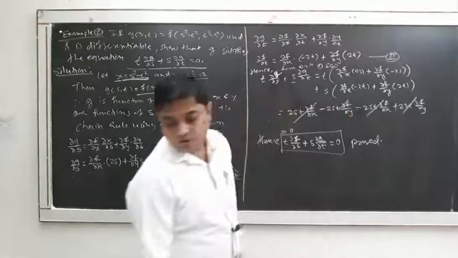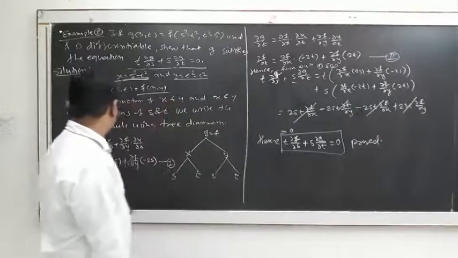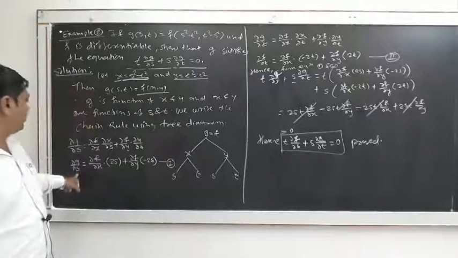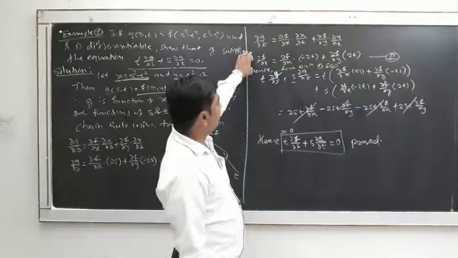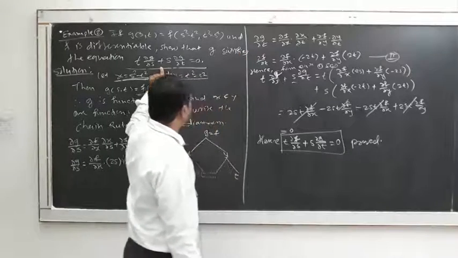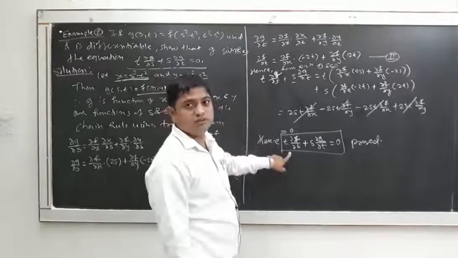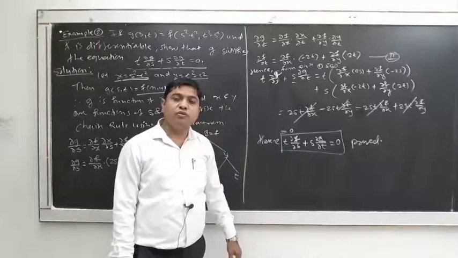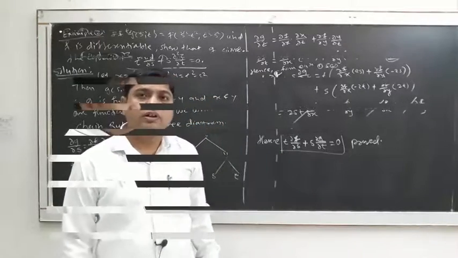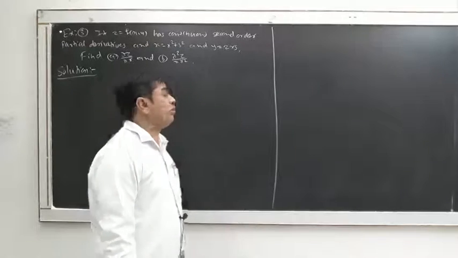Okay, so very simple. Just we have to find ∂g/∂s and ∂g/∂t, put them in this equation, and you must get 0. Okay, so we will go for the next problem. So we solve the next problem.